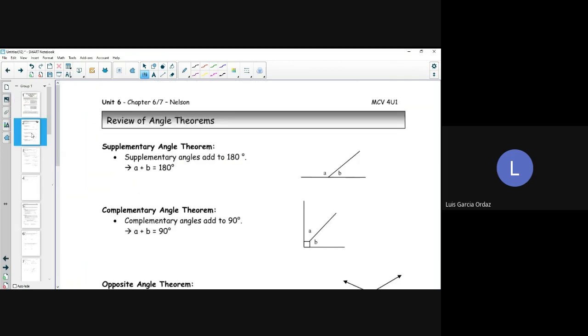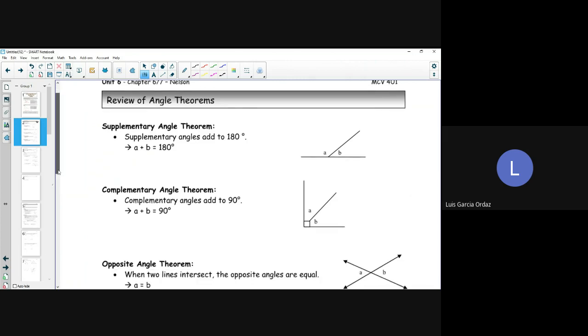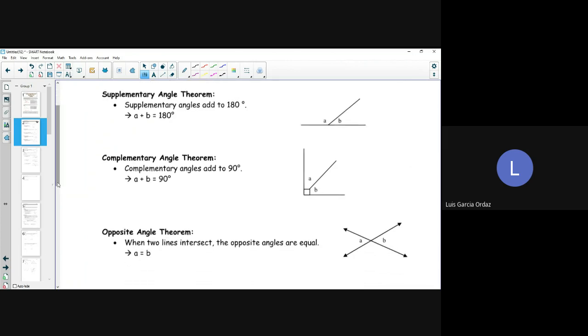Now next, we're going to review angle theorems, which is things you have done from grade 9 and 10. So supplementary angles is angles that add to 180. So I have angle A and angle B. If I add those together, I get 180 degrees. So for example, if angle A is 60 degrees, what does angle B have to be? Well, angle B should be 60 because angle A is obtuse.